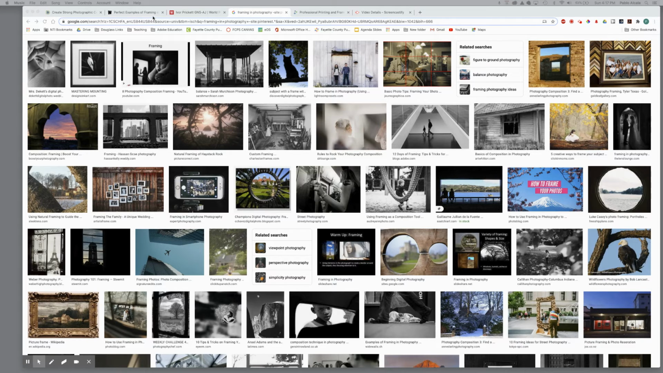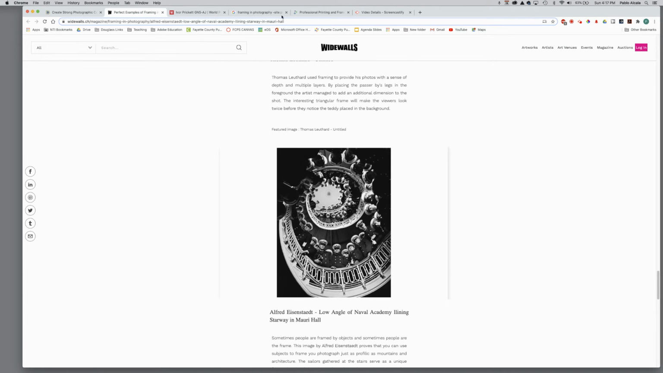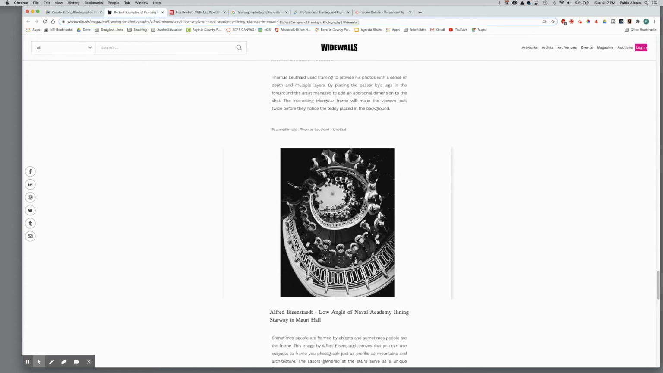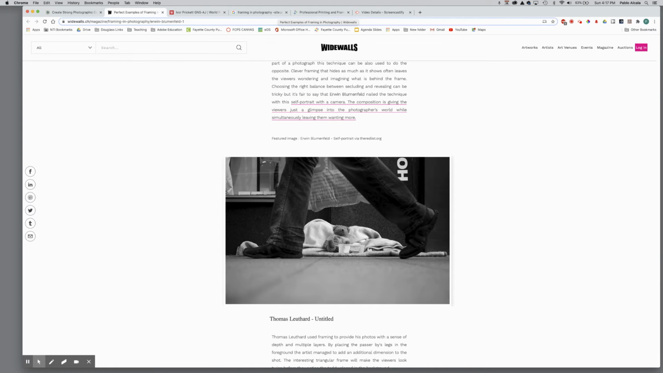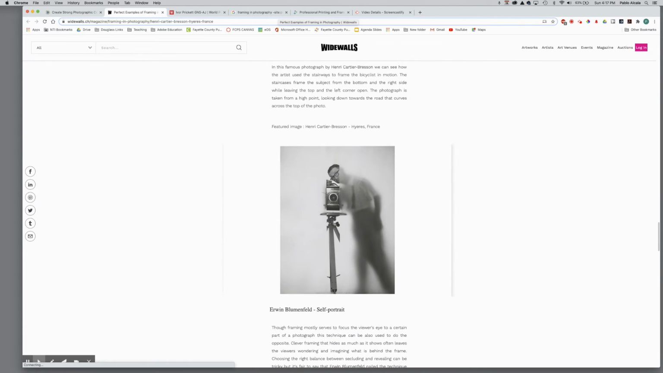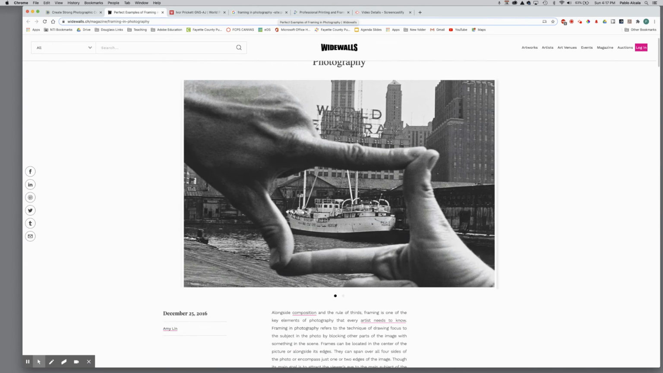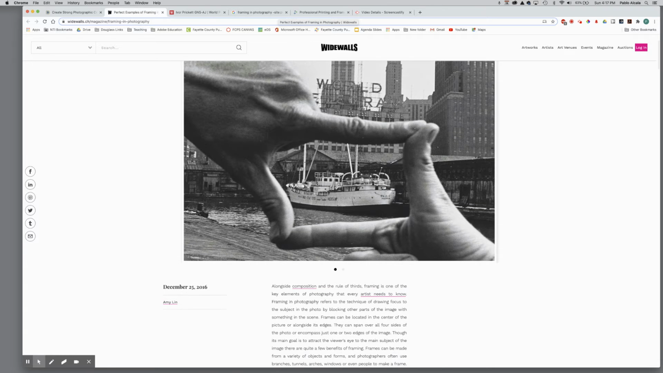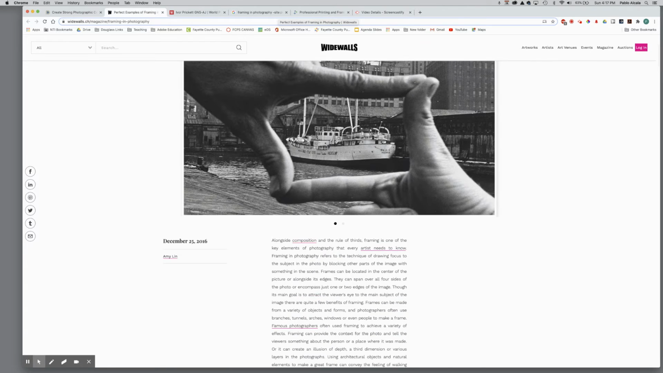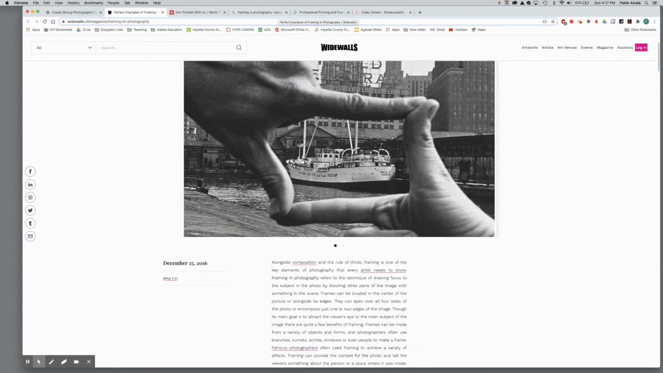I have a couple of other tabs that I've opened. I'm going to link to this blog. These are some of the really famous photographs in history. Some of them a little more well known than others, but they're all by historical photographers. So again, people have been doing this forever. Put your hands out, make a little frame, frame something, frame a boat.